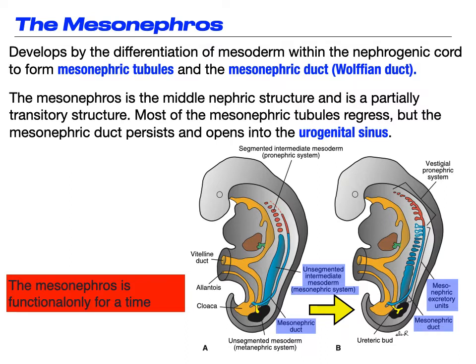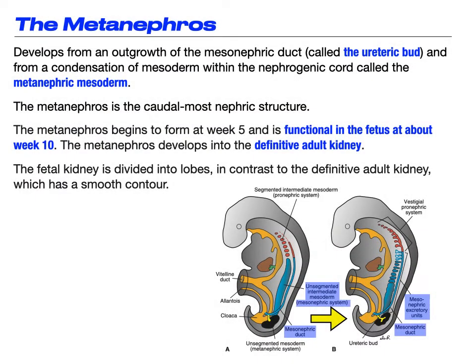This primitive structure extracts fluid from the capillaries, and the fluid flows down the duct to form urine, which drains through the mesonephric duct into the cloaca. This system is in place until week 10, when the permanent kidneys take over and the mesonephros regresses just like the pronephros. But around week 5, the metanephros develops and it forms the permanent kidneys. So for a couple of weeks, the metanephros and the mesonephros coexist.